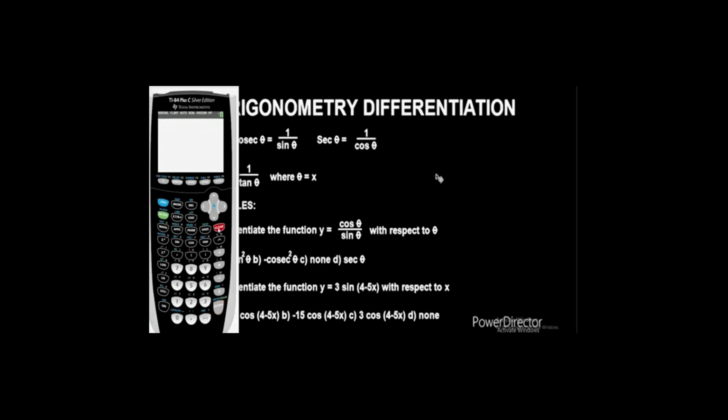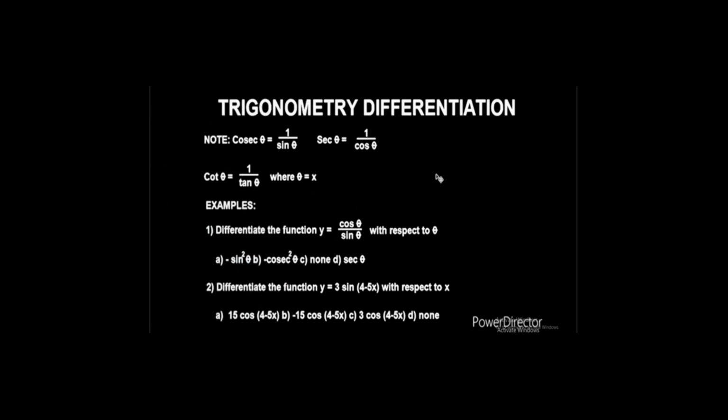Let's clear this. Let's call the question once more. It says differentiate the function y equals cos theta over sin theta with respect to theta. Now guys, let's differentiate this question. This note I have here, I'm going to explain something about when we get to the application of this note, but let's differentiate first.